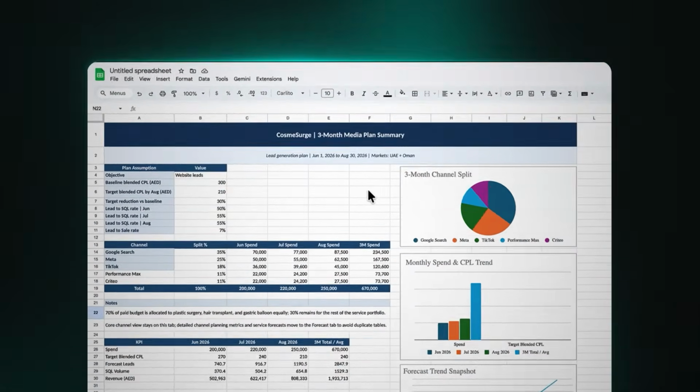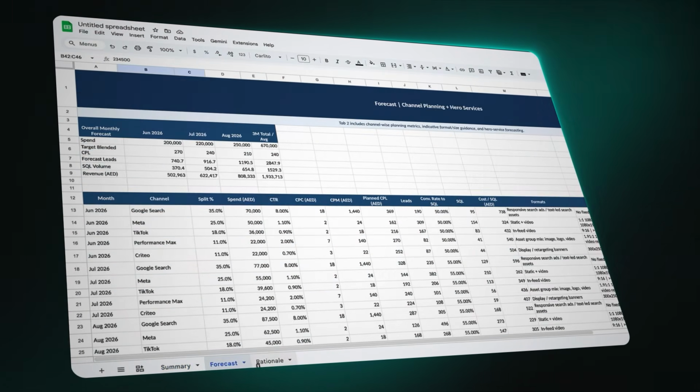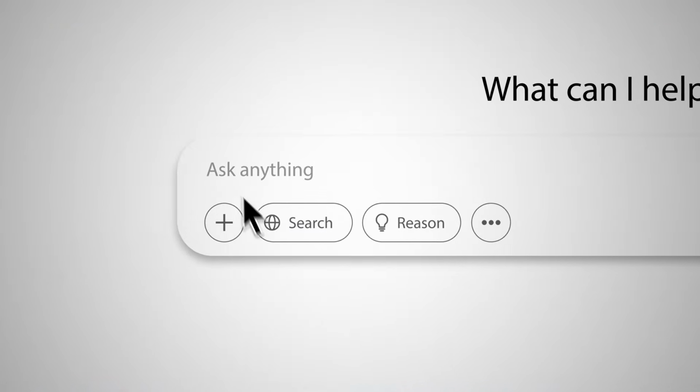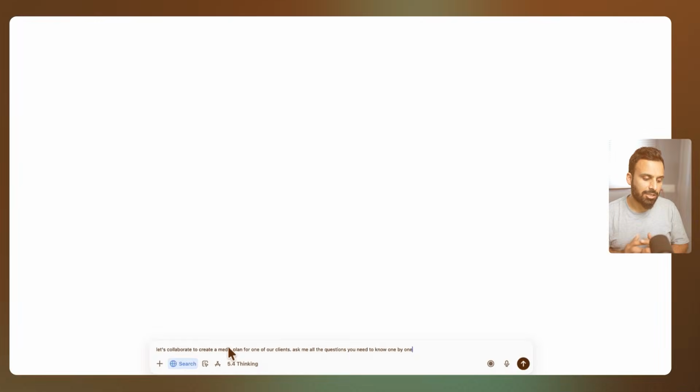I just created this amazing media plan just using ChatGPT, and I am super impressed. The good thing is I have recorded the whole video, so let me show step by step how I created this media plan. I'll start with a simple prompt.